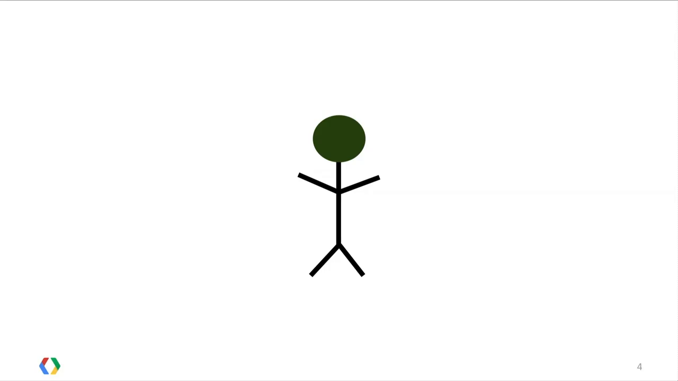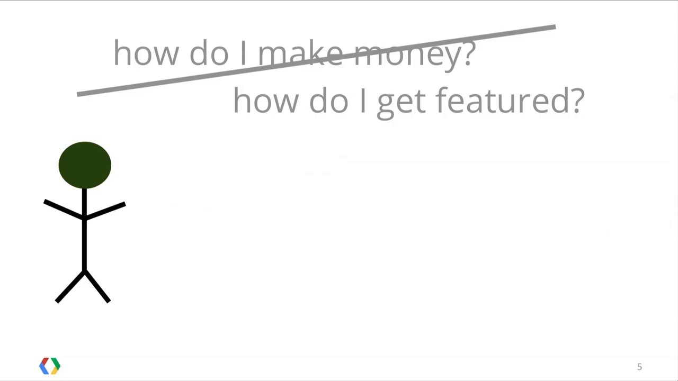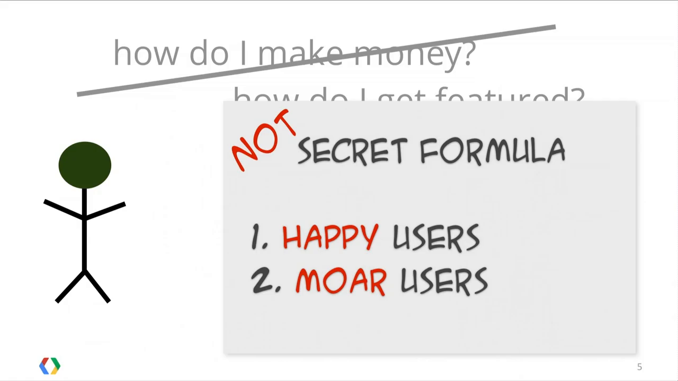At the center of everything, there is a user. And we like users. They're fascinating, quite baffling creatures. So instead of trying to answer those questions, we're focused on what's really important, which is that user. We'll give you our not-so-secret formula: it's about how you make money, rather than basically increasing the probability of getting featured on Google Play. Happy users, more users, that's the way you're ultimately going to be successful.